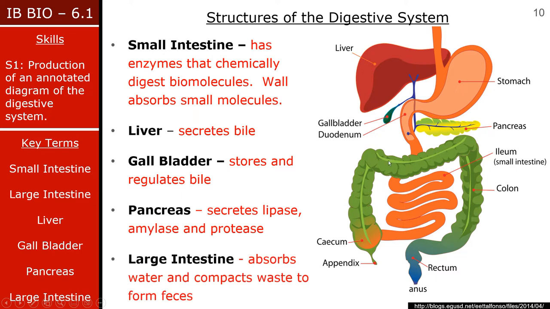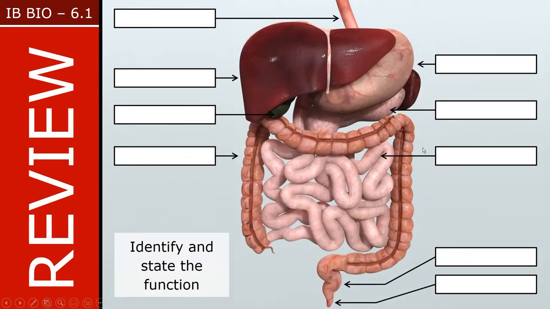And then finally we have the large intestine, which is where, after digestion and absorption takes place in the small intestine, whatever's left over that could not be used will go into the large intestine, which absorbs that water and compacts the waste into feces so that you can get rid of the stuff that you didn't need.